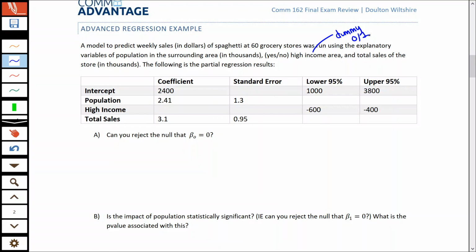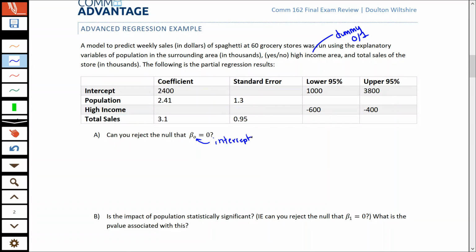And so it's given us partial regression results. So we don't have the full information of what's going on there. Okay. So the first question asks us, can you reject the null that beta 0 equals 0? Typically, if we wanted to do this, we would just look at the p-value that went with the intercept. The fact that it says a little 0 here means that we're talking about the intercept.